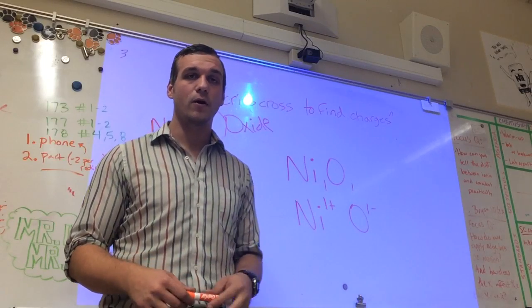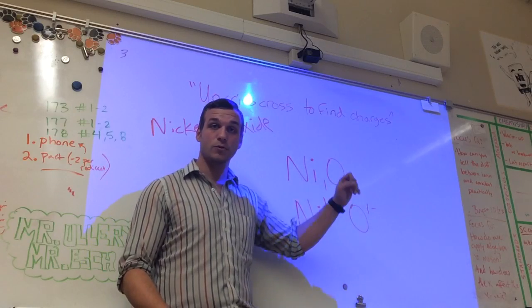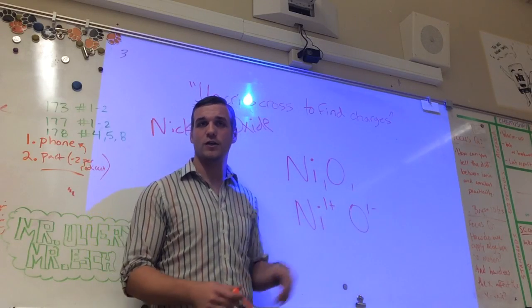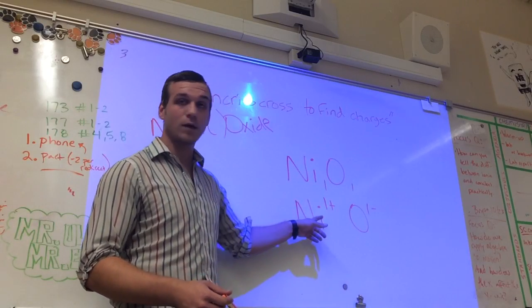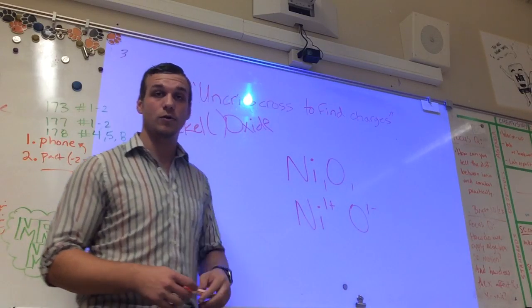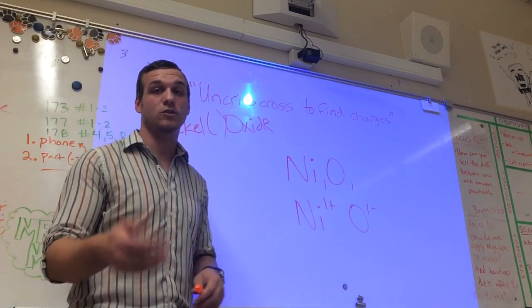Okay, if you're familiar, you could double it. That will usually work. So 1 times 2 is 2. Does oxygen have a 2 negative charge? Yes. So therefore, we must double this. 1 times 2 is 2. Nickel then would have a 2 plus charge?